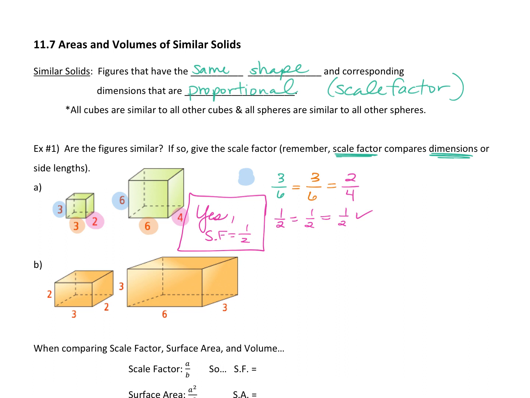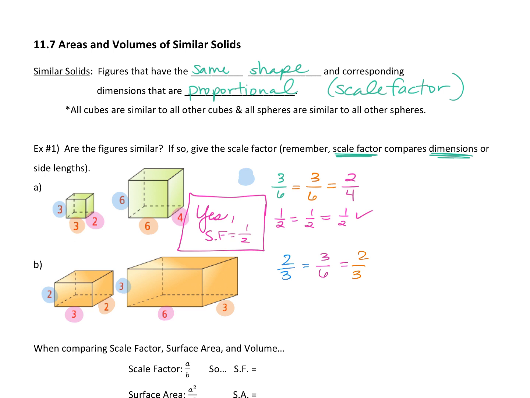Does that make sense? Yes. Okay, so now look at your next two figures. You have 2 by 3 by 2, and then 3 by 6 by 3. What does this 2 correspond to? 3. The 3 over here. Okay, what does this 3 correspond to? 6. The 6. And what does this 2 correspond to? The 3. So if you set up your ratios here, we're saying 2 to 3 would have to equal 3 to 6, which would have to equal 2 to 3.